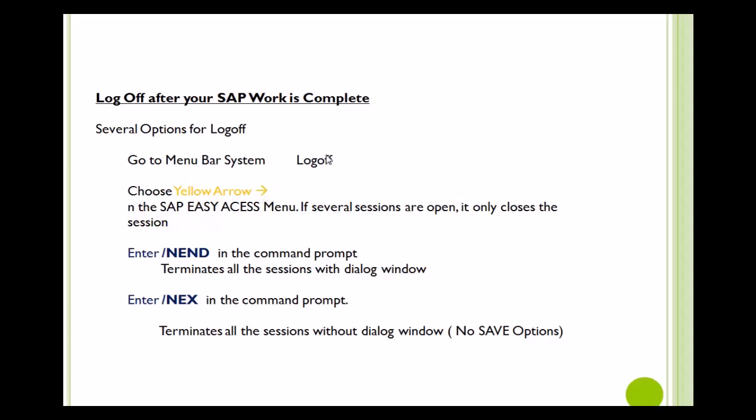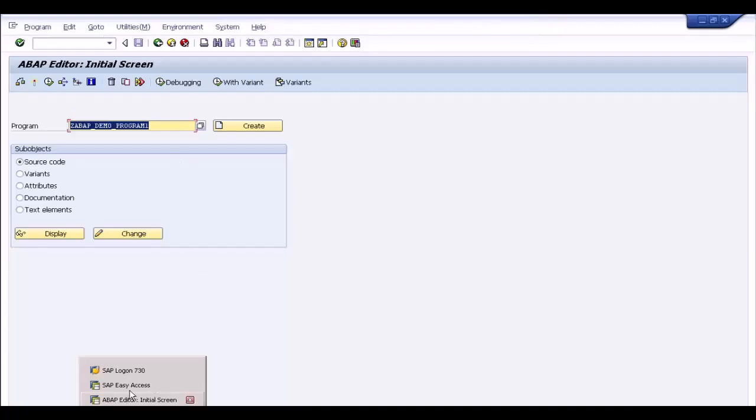If you want to log off from your sessions, you can individually close each and every session, and there is a yellow color symbol with which you can log off. Or you can enter /NEND. When you enter this command in any screen, it terminates all the sessions, and a dialog window appears: do you want to save your application? Click on yes, and you can continue with your work. When you enter /NEX in the command prompt, it terminates all the sessions without a dialog window. There is no save option, and it will not prompt.